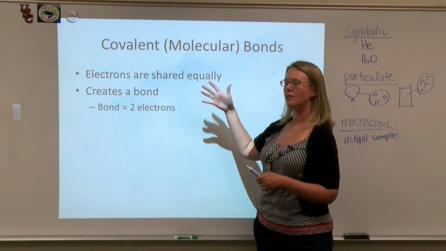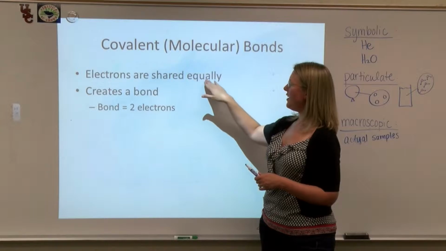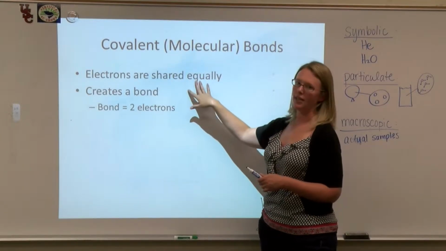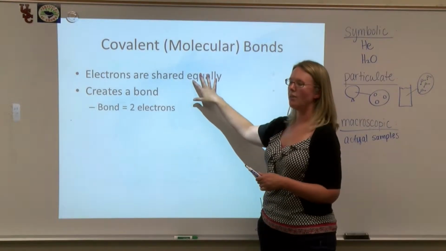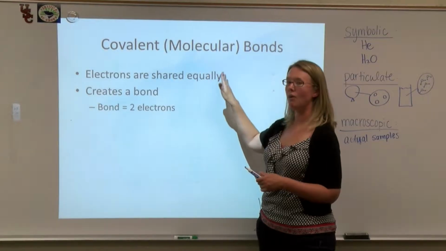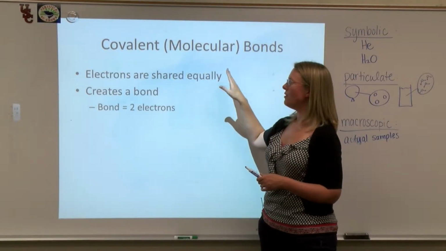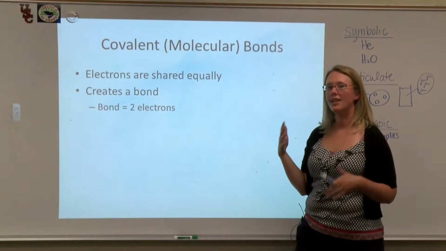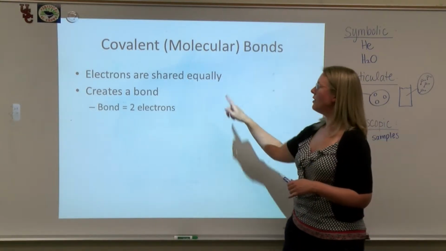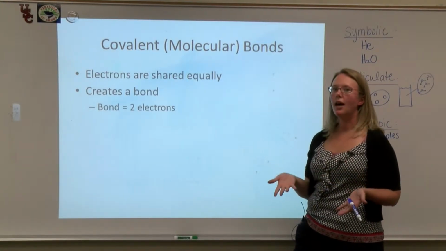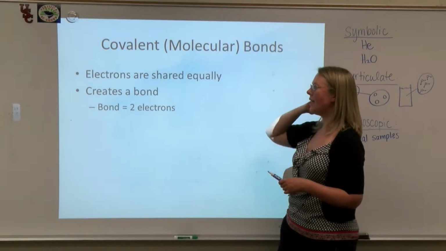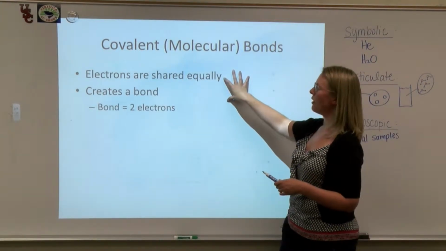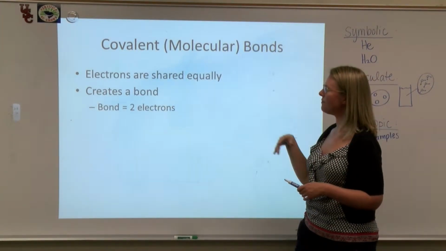Okay, and the bond was actually the attraction between positive and negative. Here, it's a little different. The electrons are shared. And I have equally here, but that's not always the case. In covalent bonds, electrons can be shared equally or unequally. When they're shared unequally, it creates a polar bond. When they're shared equally, it creates a non-polar bond. We'll talk about that a little bit later. That's not important for our discussion right now.